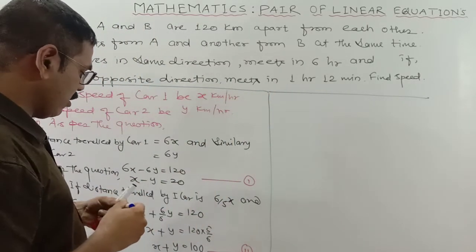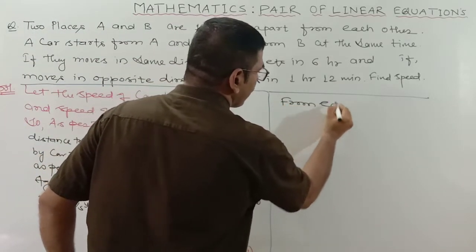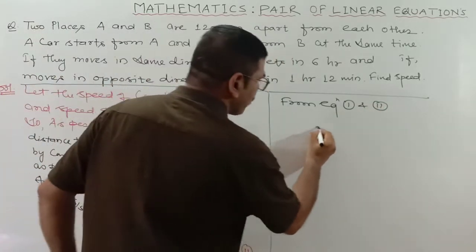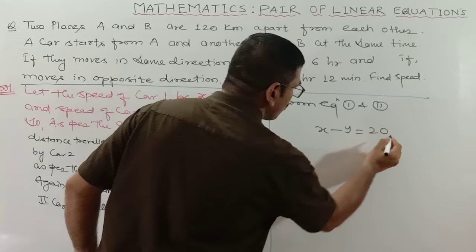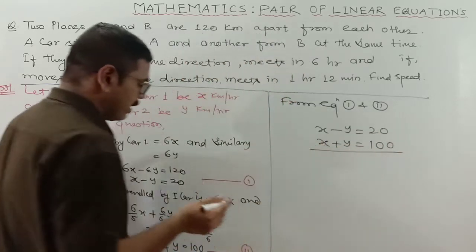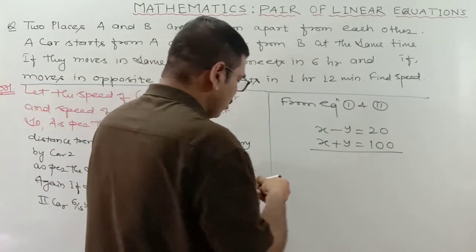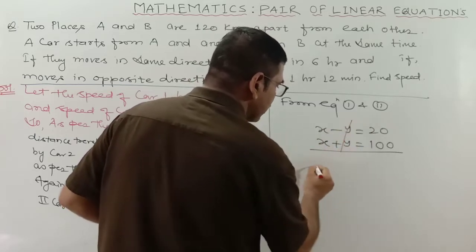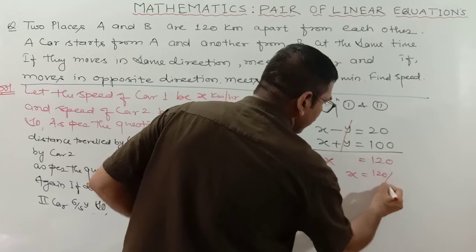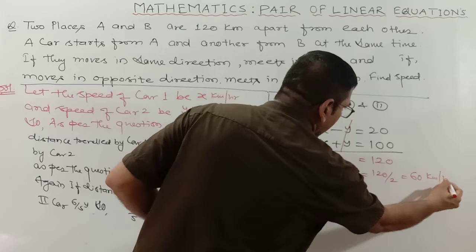From equation 1 and 2, what is equation number 1? X minus y is equal to 20. Equation number 2, x plus y is equal to 100. See, the simplest form of equation is given here. So this will add, y will cancel down. So 2x will be equal to 120. X will be equal to 120 upon 2, that is 60 km per hour.